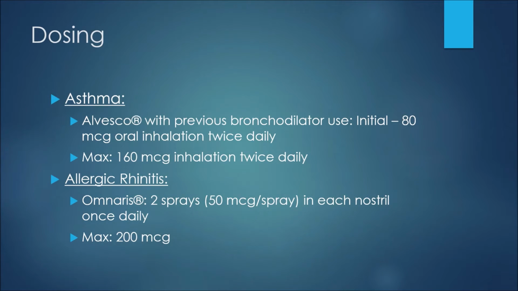Now for an example of dosing with Ciclesonide. In the treatment of asthma, using the brand name Alvesco, and the patient having previous bronchodilator use, we may see an initial dose of 80 micrograms inhaled orally twice daily. The maximum dose would be 160 micrograms inhalation twice daily. For allergic rhinitis, using the brand name Omnaris, we may see 2 sprays, being 50 micrograms per spray, in each nostril once daily. The maximum dose would be 200 micrograms.